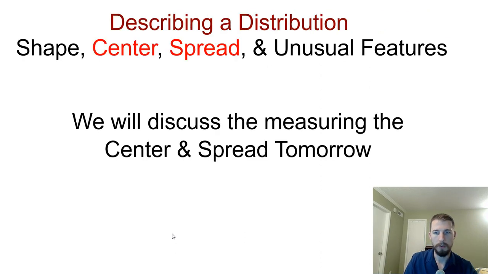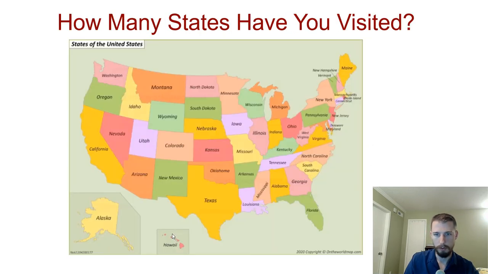The only other thing we have to do with describing a distribution is the center and the spread. The two options that we have are the median and interquartile range, or the mean and standard deviation. We're going to get into those next week, so hold tight.